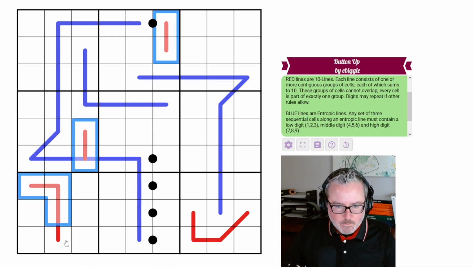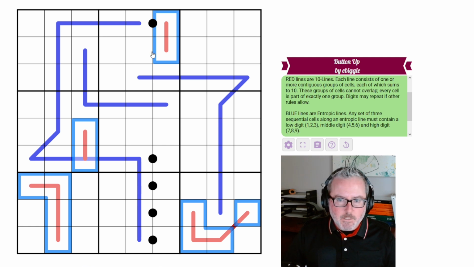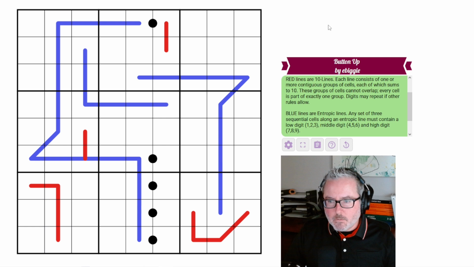For anyone who has any color blindness, these are the red lines. The rest of them are going to be the blue lines. So on these red lines, each line consists of one or more contiguous groups of cells, each of which sums to 10. These groups of cells cannot overlap. Every cell is part of exactly one group, and digits may repeat if other rules allow.